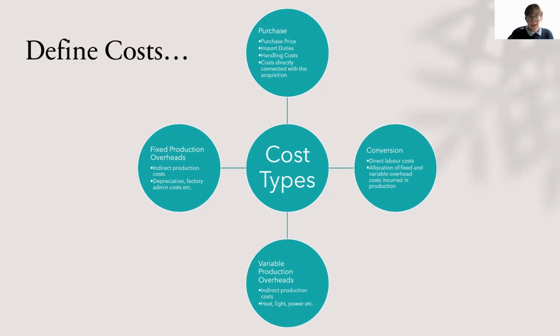We then have variable production overheads. So these are indirect production costs, such as your heat, your light, and your power. We then have fixed production overheads as our final cost type, which is indirect production costs, which could include depreciation and factory admin costs, just to give you an idea.